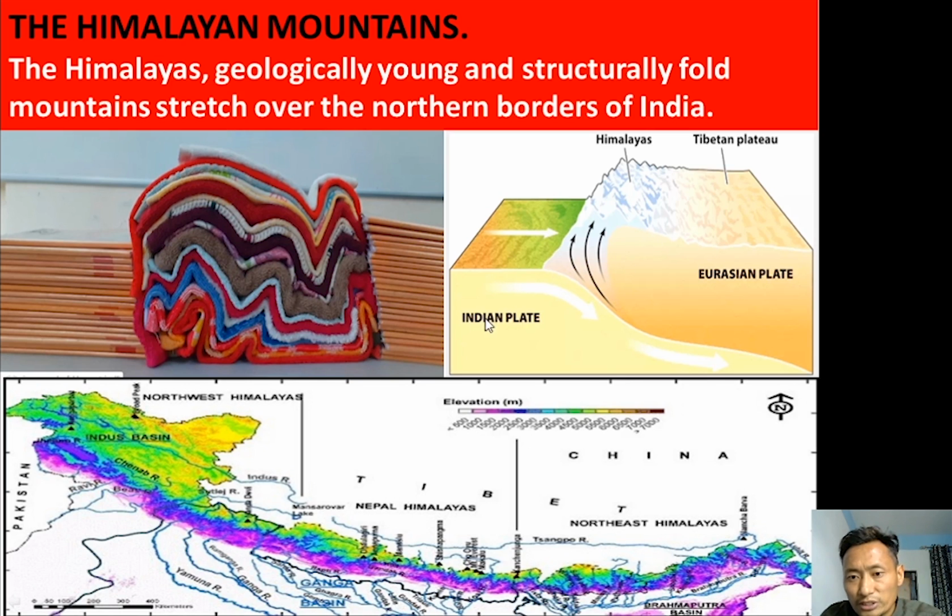This is the collision between the Indian plate and the Eurasian plate. Because of that, it gives rise to the Himalayan mountains. So the Himalayan mountains are formed because of the collision between the Indian plate and the Eurasian plate. They stretch over the northern borders of India. If you look at this map of India, the Himalayan mountains are stretched over the northern borders of India.